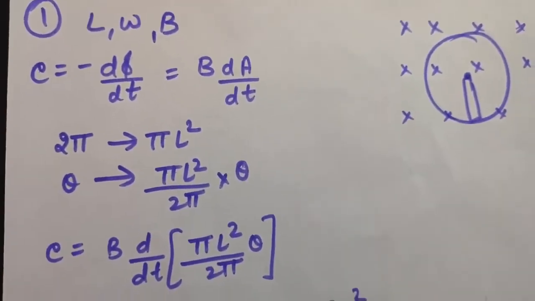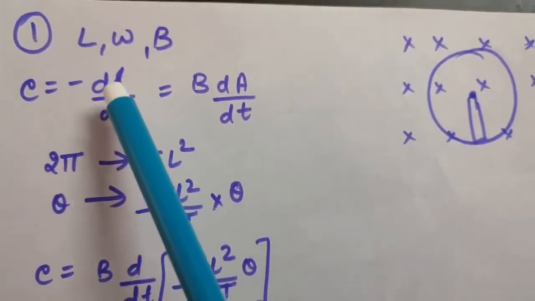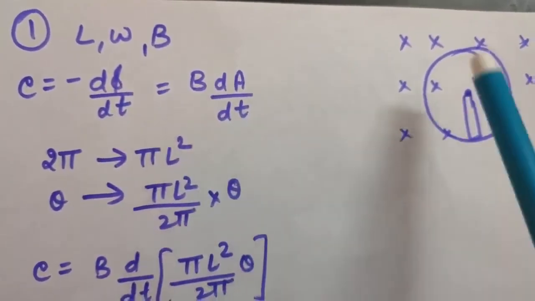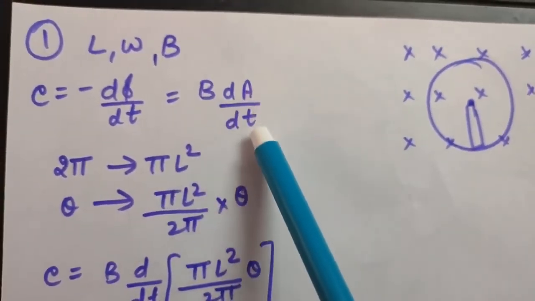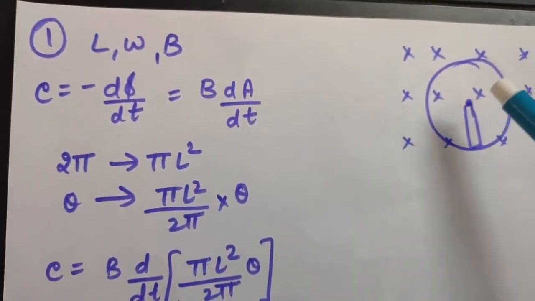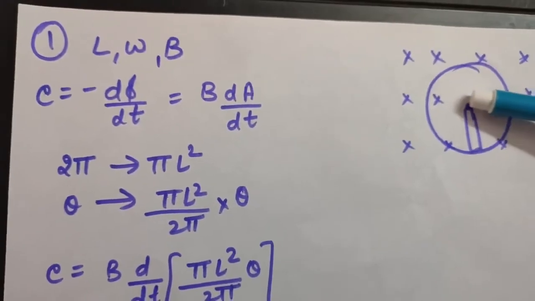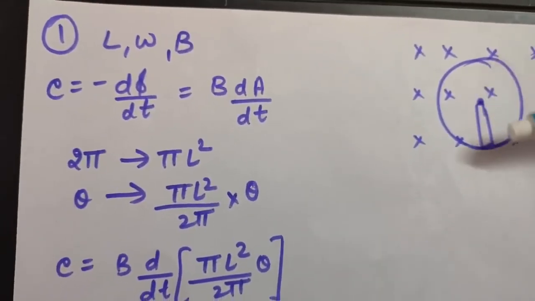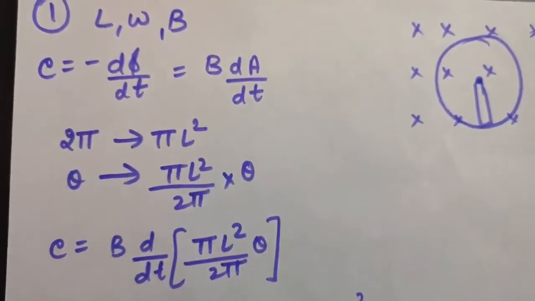Okay, now you know E is equal to minus d phi by dt, and the formula of magnetic flux is BA. So because B is constant here, it will come outside and we will keep area in the integration, because as the rod will rotate, it will change the area. Okay, suppose if initially it is here, after some time it will be here, after some time it will be here, so this area is changing. Okay, so B dA by dt, I am neglecting the negative sign.